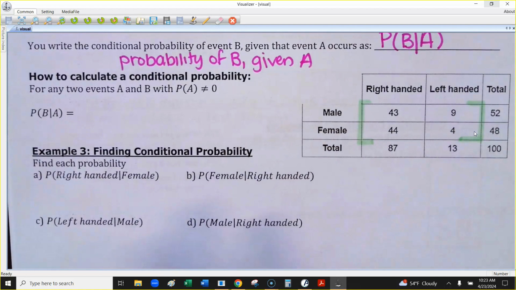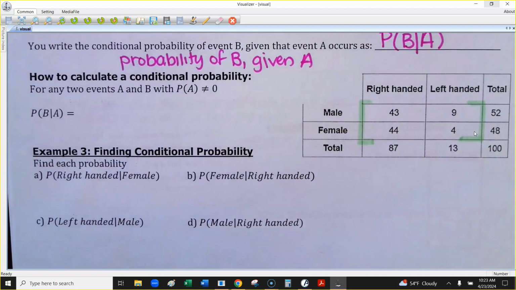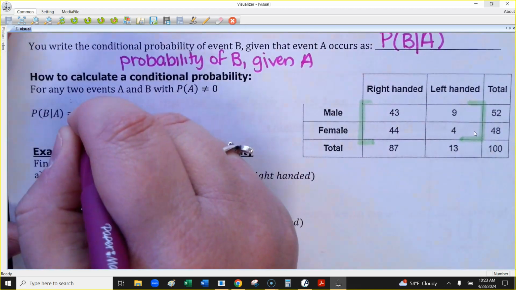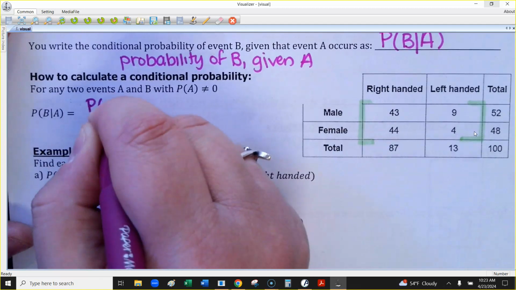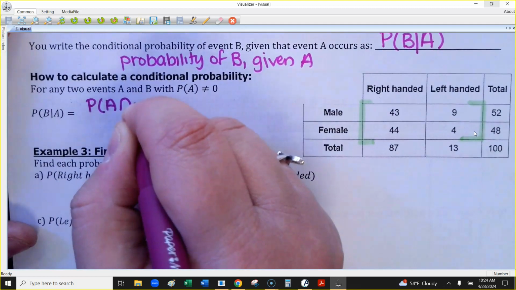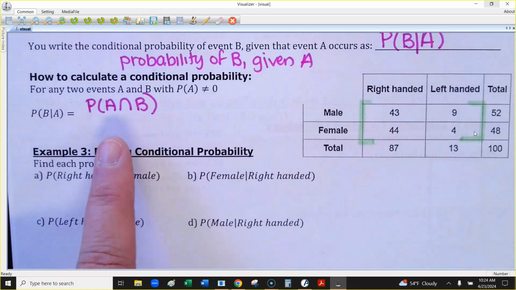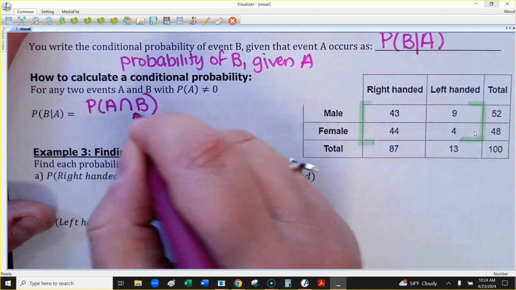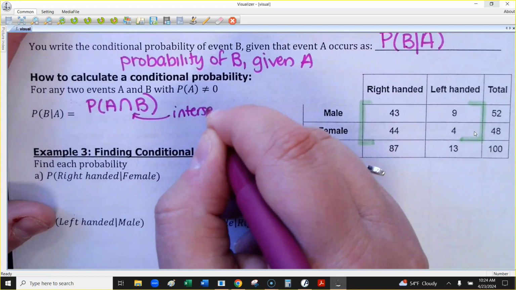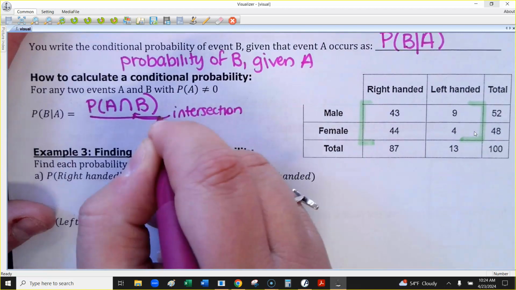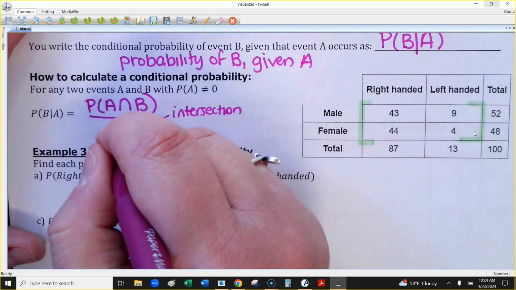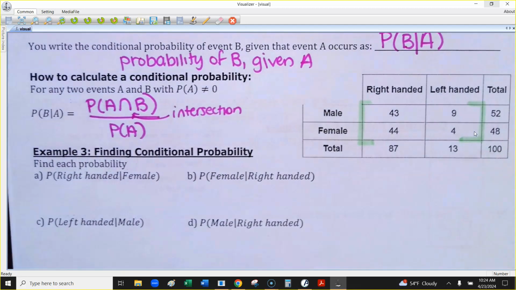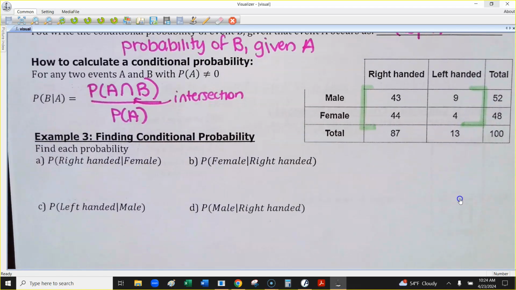Then I'm going to show you how to do it a little quicker with the lovely contingency table. But the technical definition is a fraction. It's the probability of B, and they write it with an upside down U shape, called an intersection, which basically means both are happening. And then divided by the probability of A. So I'm going to show you the formal definition, and then how I do it with the contingency table, because I think it's way easier.